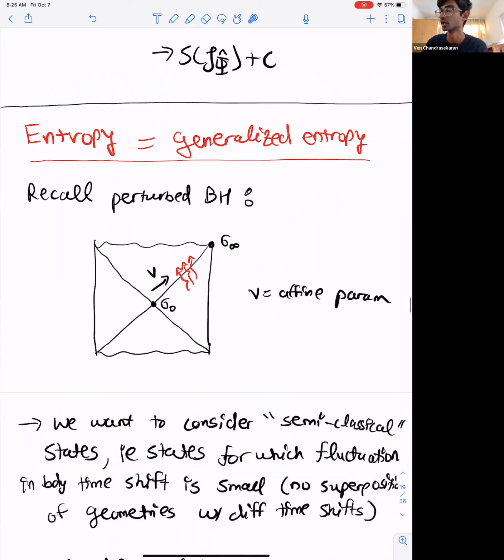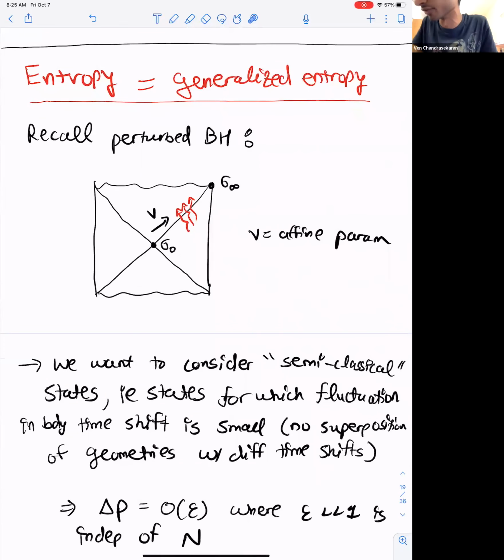And first, I'm going to quickly try and convince you why this formula that I wrote down for the entropy, this trace rho log rho formula, is going to be related to the generalized entropy. So recall that the setup we were considering is this perturbed black hole. I have some internal black hole and I have some stuff falling in. And let V label the affine parameter along the event horizon. So the two surfaces of interest are going to be the bifurcation surface and the surface at infinity.